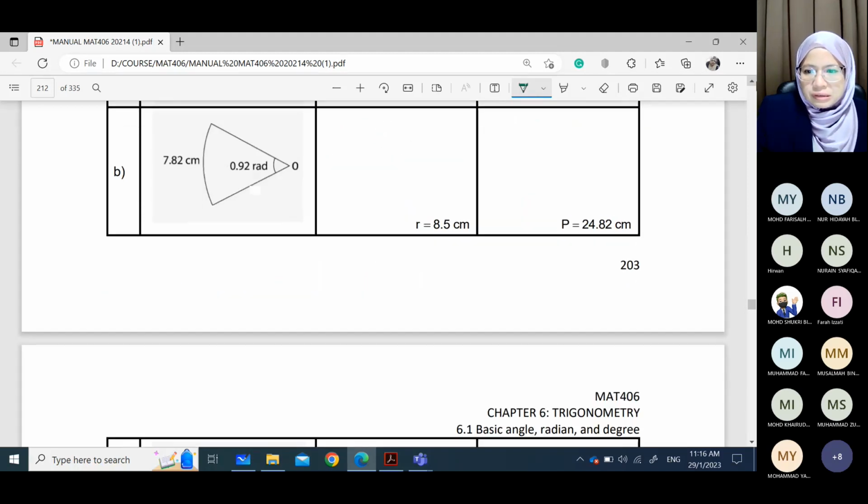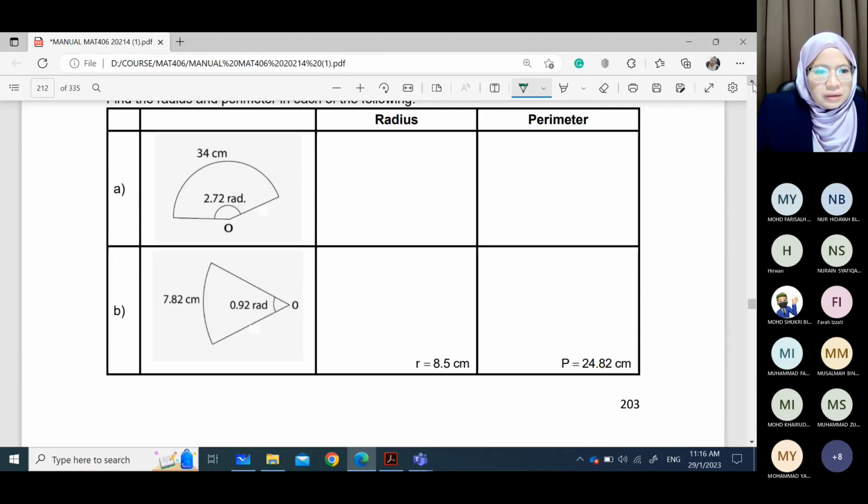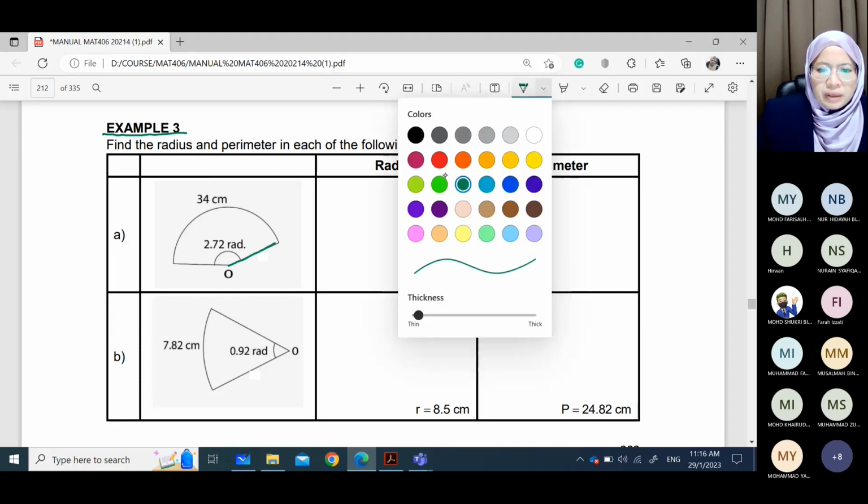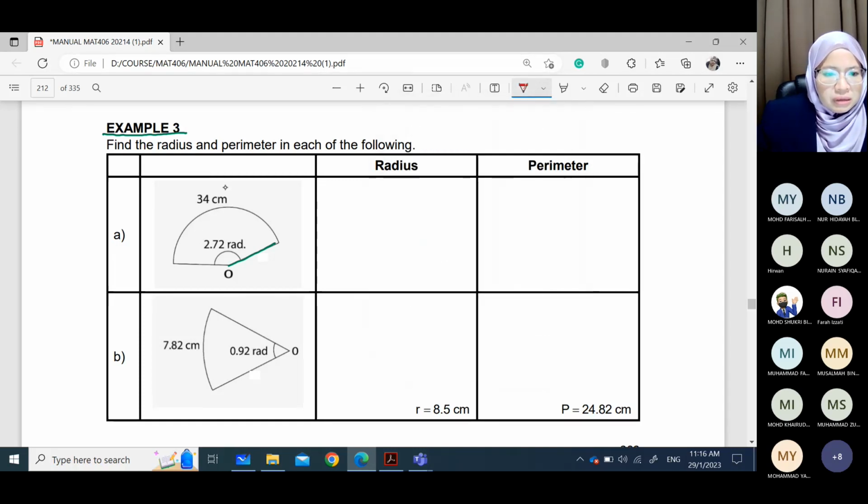Bagus. Okay, yang ini. Example 3. Find the radius and perimeter in each of the following. So, dia suruh cari radius. So, kat sini kita dah dapat dia punya. Dah ada. This one is our S. So, S is 34. And the angle is 2.72 radian.